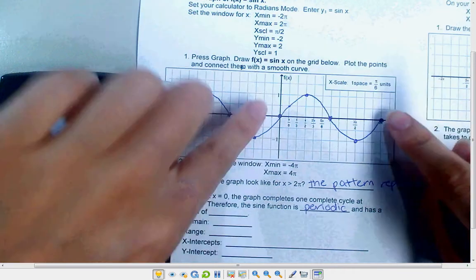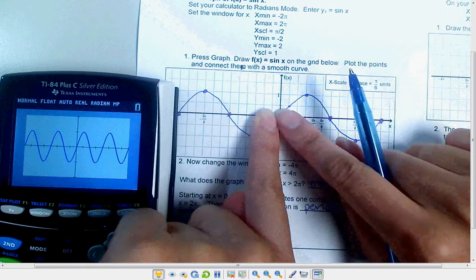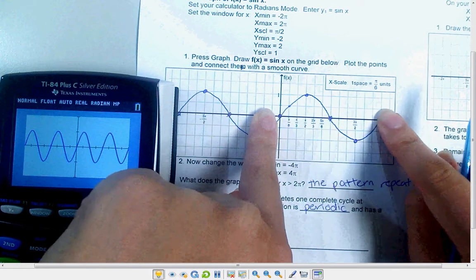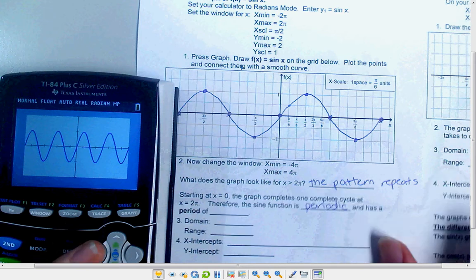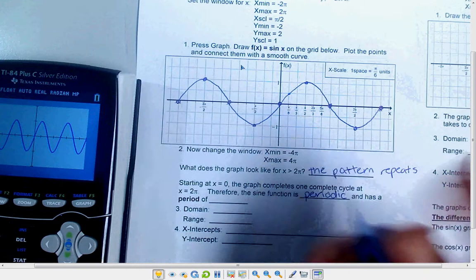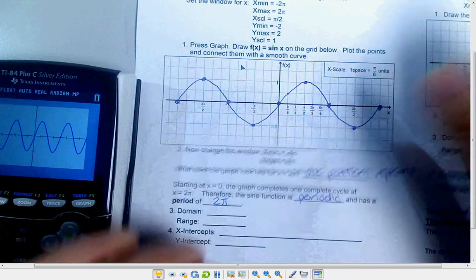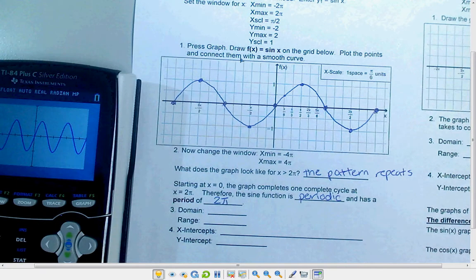So if we look at the unique part of the graph that keeps on repeating, it's really just this section from 0 to 2 pi. Right? So it goes up like a hill and then down like a valley. This is the part that keeps on repeating over and over again if we extend the graph. So because of that, we say that our graph here has a period of 2 pi. Because that's the length that keeps on repeating itself over and over again.